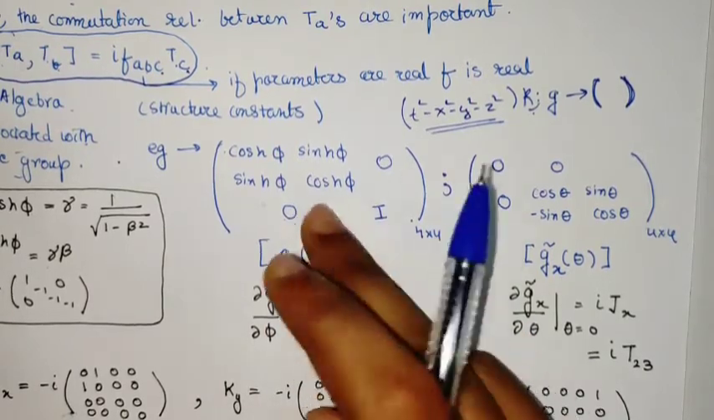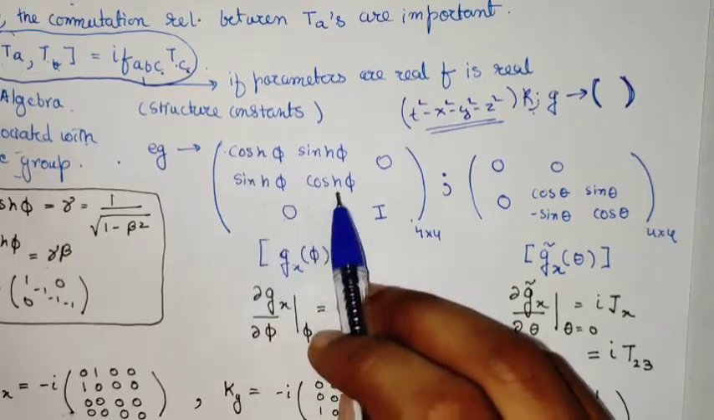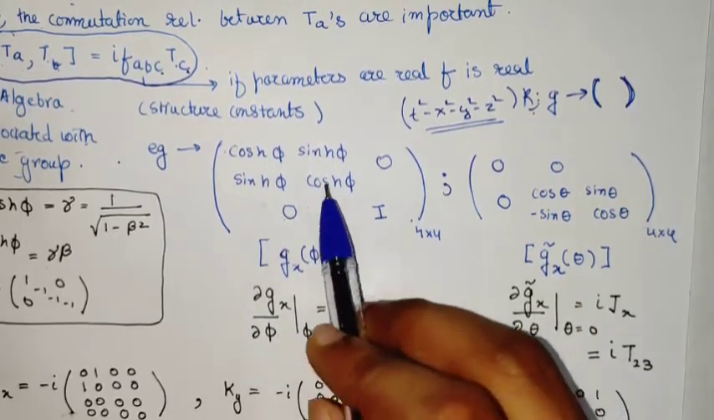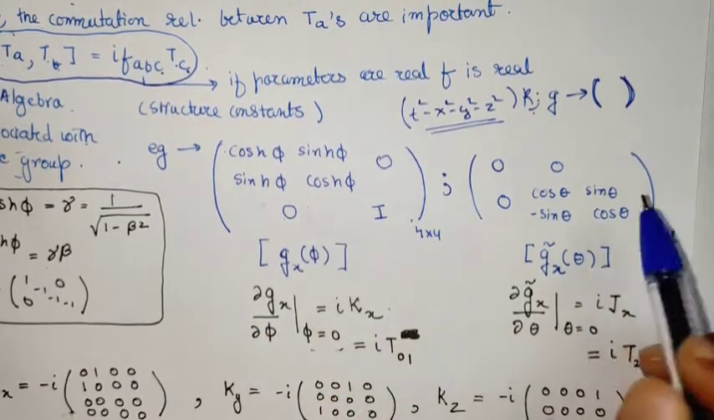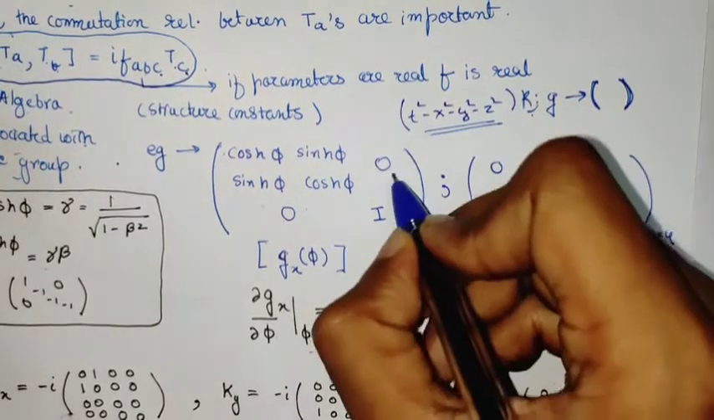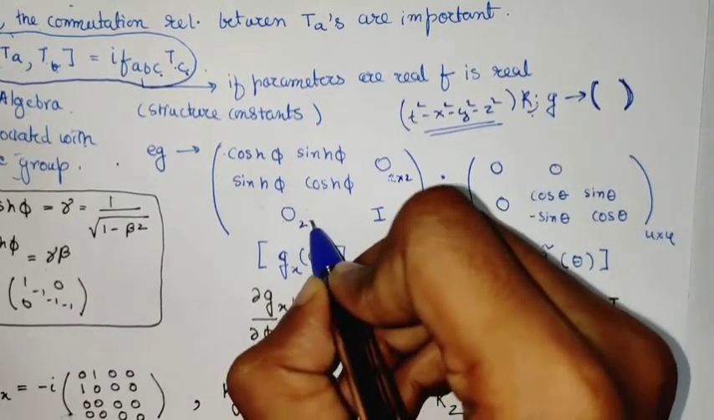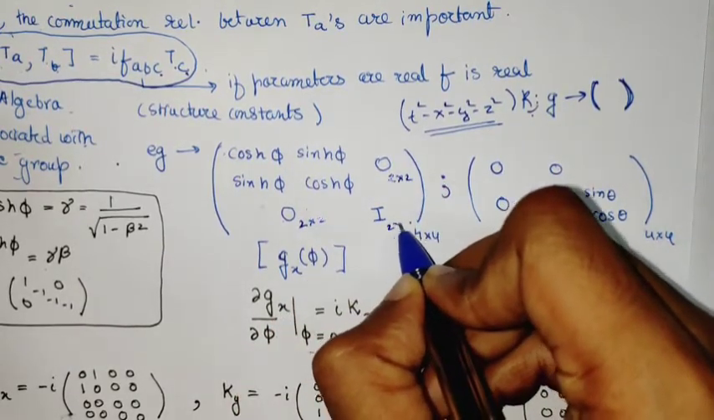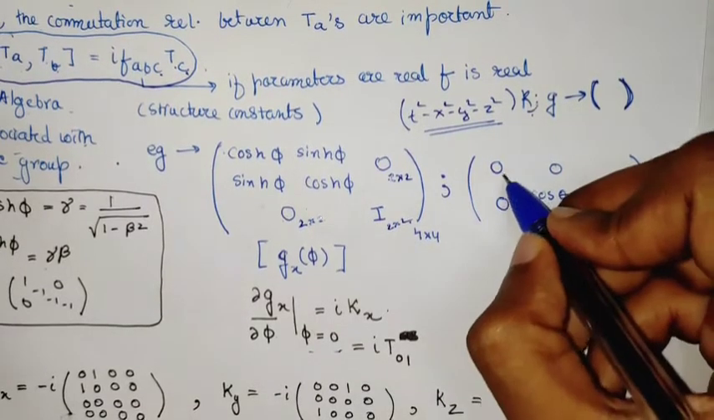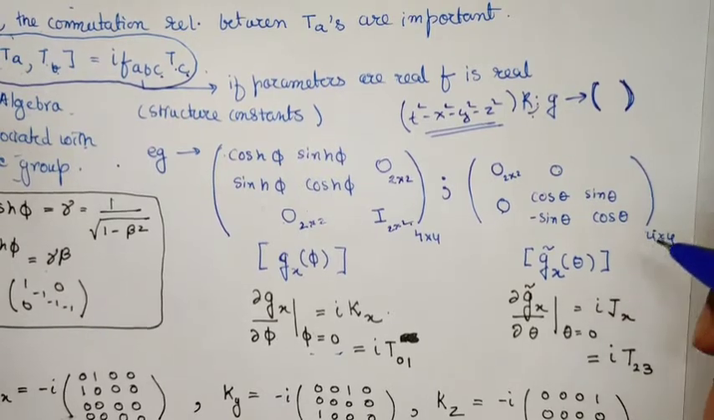but this corresponds to just one of the boosts, along the x-axis. Similarly, we have rotations. This is a rotation. Here the 0 that I have written is 2 by 2, this is 2 by 2, this identity is also 2 by 2, and here also it is 2 by 2. All of them are 2 by 2 because it is a 4 by 4 matrix.